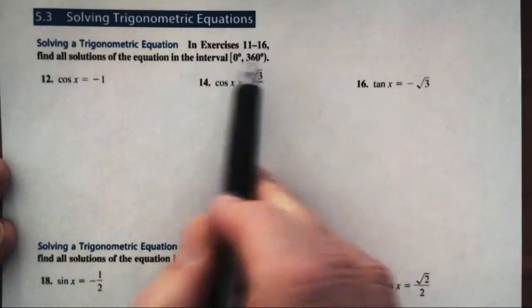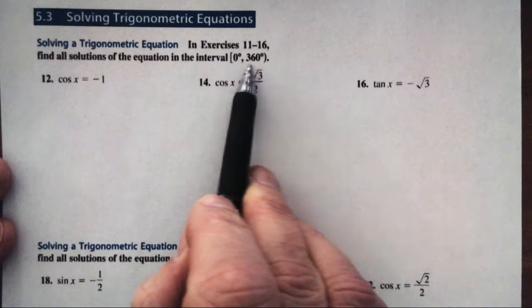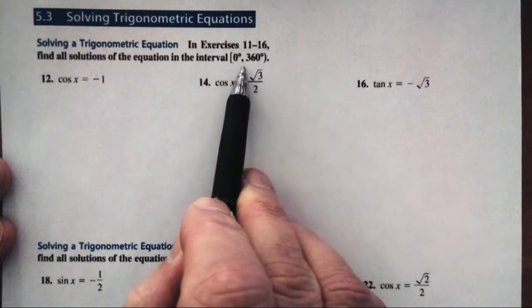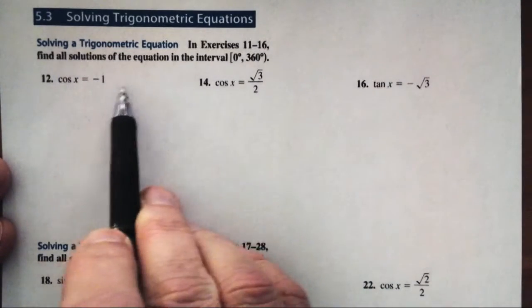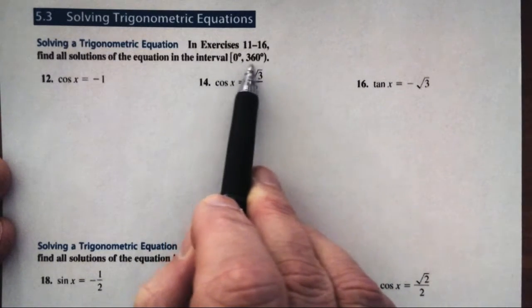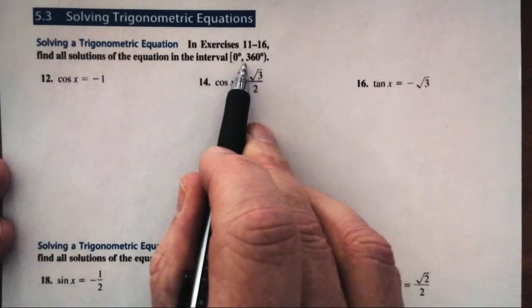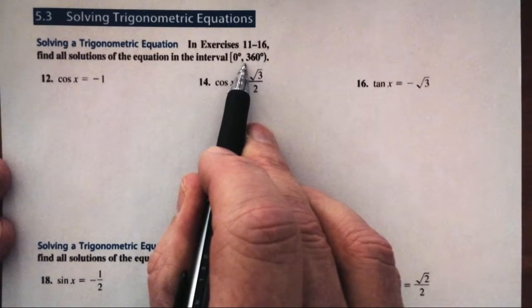In exercise 11 through 16, find all solutions of the equation in the interval. This is going to be a biggie for us, whether we're in degrees or radians, or whether we want all possible solutions, or just one revolution's worth. We have to read the end of the instructions really carefully here. In this case, we're in degrees, but only 0 to 360.